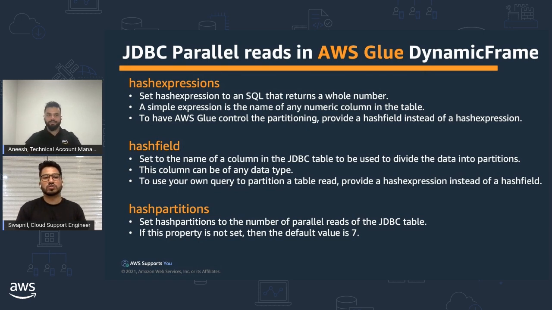And once the customer decides whether to specify hash expression or hash field, then the parameter that comes in is hash partition. As the name suggests, hash partition will be basically the number of connections that the Glue job will make to the JDBC data store. For example, if hash partition is specified as 10, that means my job will make 10 connections to the database, and each connection will read a part of the table instead of a single query reading the entire table. In case hash partition is not specified, the default value is 7, which means 7 connections are made to the database, firing 7 queries to read the table in parallel.